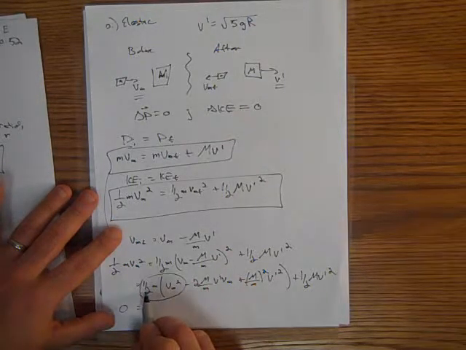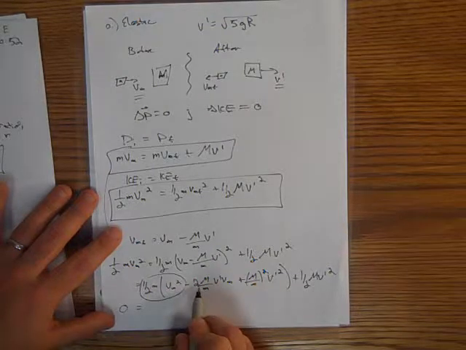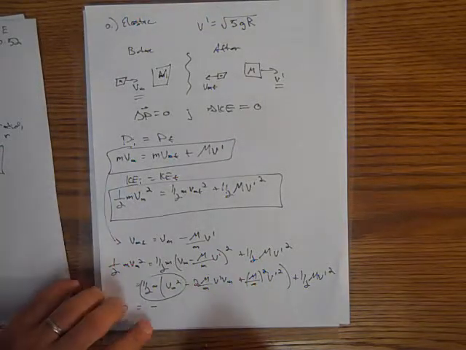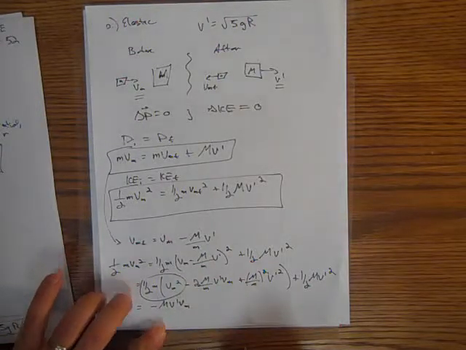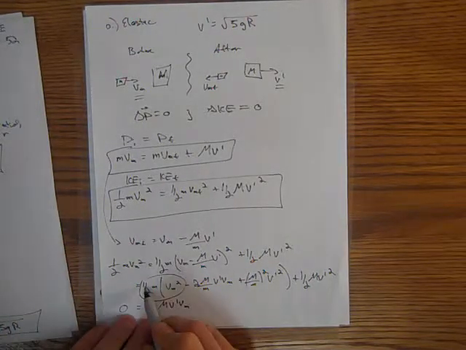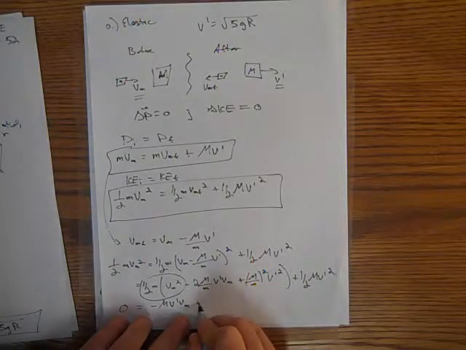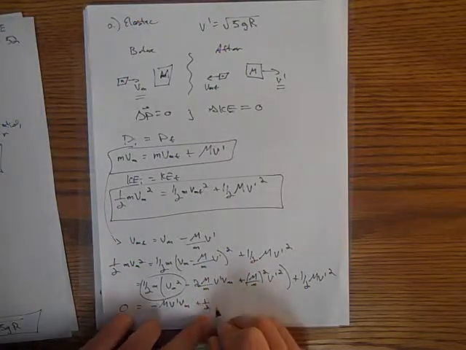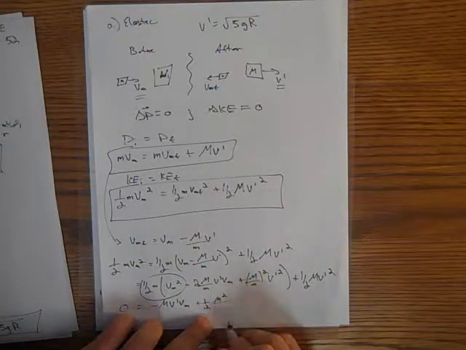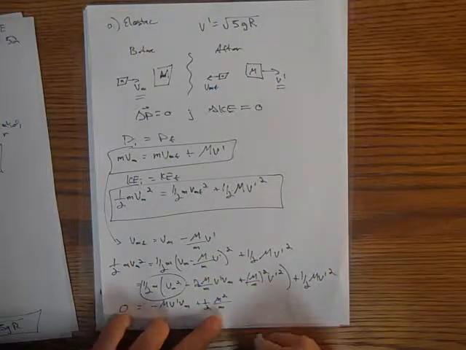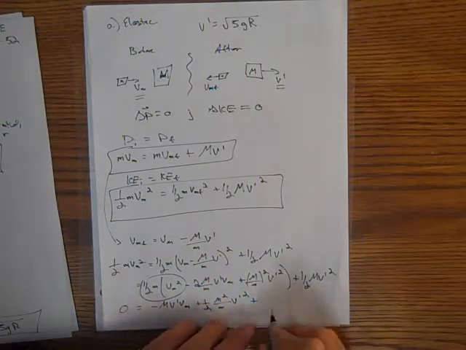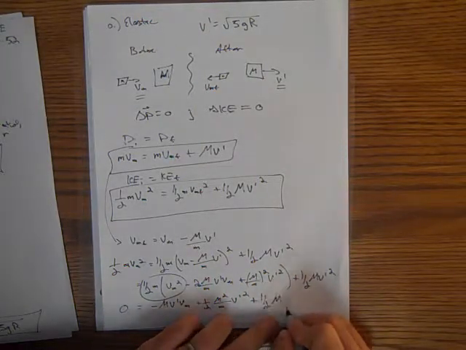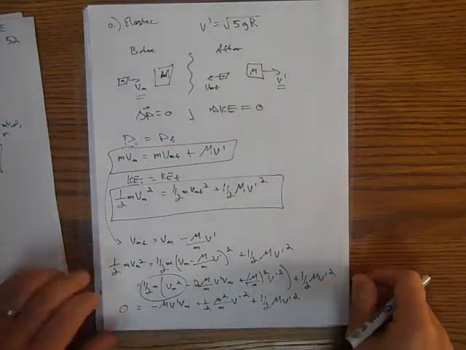this term, so I get a 1/2 times little m, and I get a minus 2, so I get a minus big M v prime Vm. I distribute my 1/2 m, so I get a plus 1/2 big M squared over little m v prime squared, plus, and then this term hangs out, 1/2 big M v prime squared.